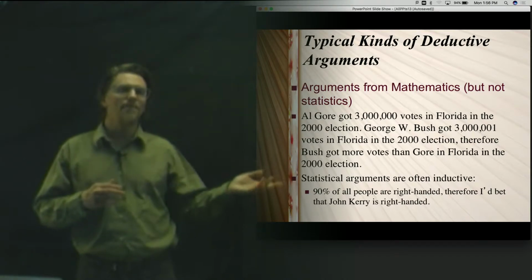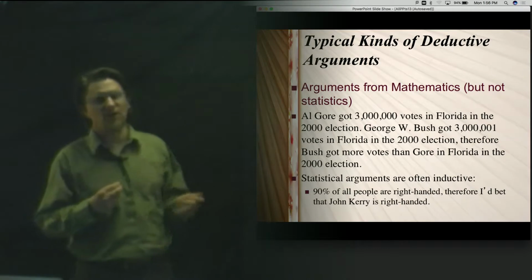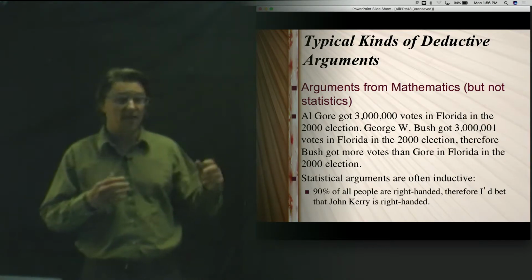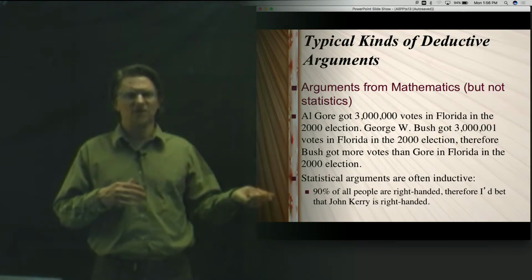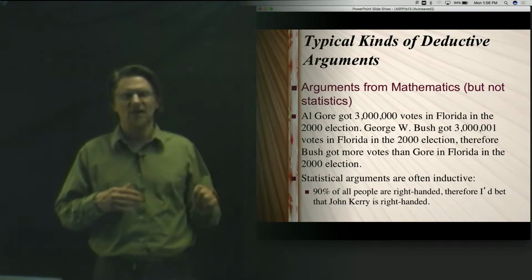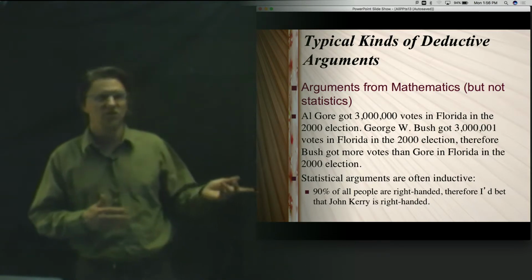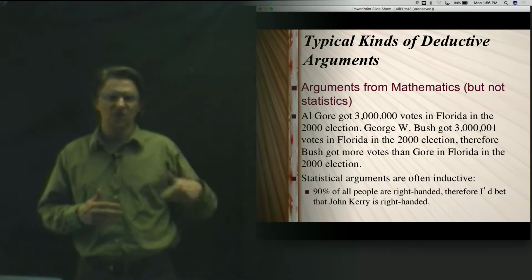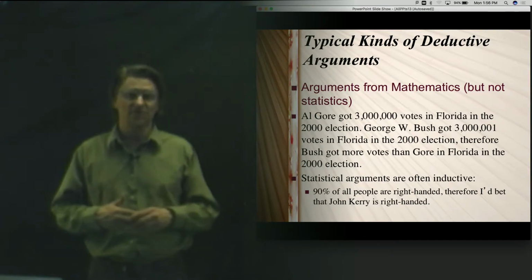So even though numbers are involved, and this is what we want to pay attention to here, even though numbers are involved in this argument, and it's relying on statistics, which of course is a branch of mathematics, that doesn't make the conclusion here guaranteed by the premise, and so it's best considered, of course, an inductive argument. And I would just note here that the phrase "I'd bet" also indicates that they think the conclusion is likely and not guaranteed by the premise.